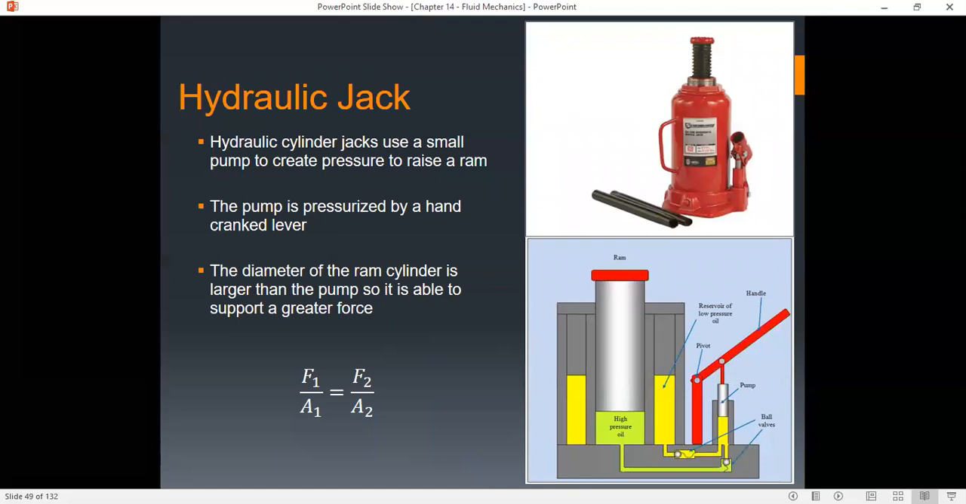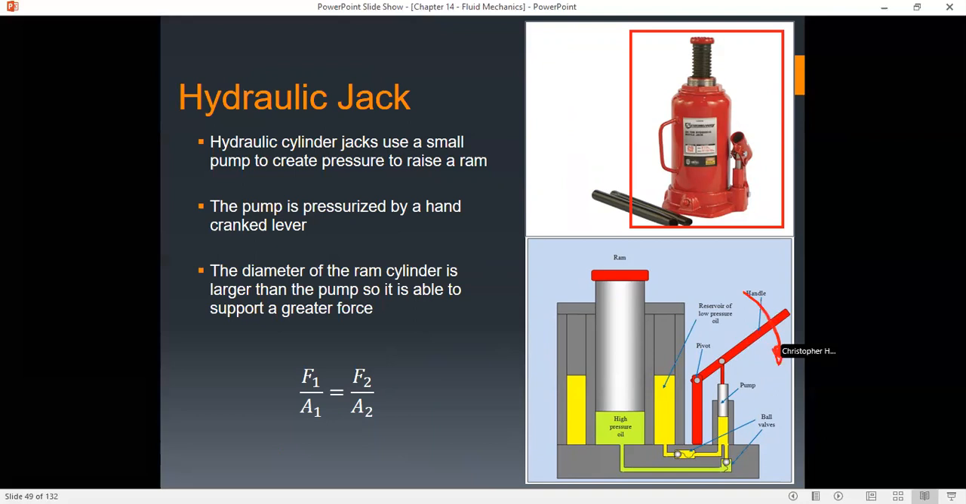Now, here's a hydraulic jack. These cylinder jacks are very, very helpful. I use them on all kinds of equipment. I use them on cars. They can generate a tremendous amount of force for just a small amount of force on this handle right here. Again, the principle is just Pascal's principle.